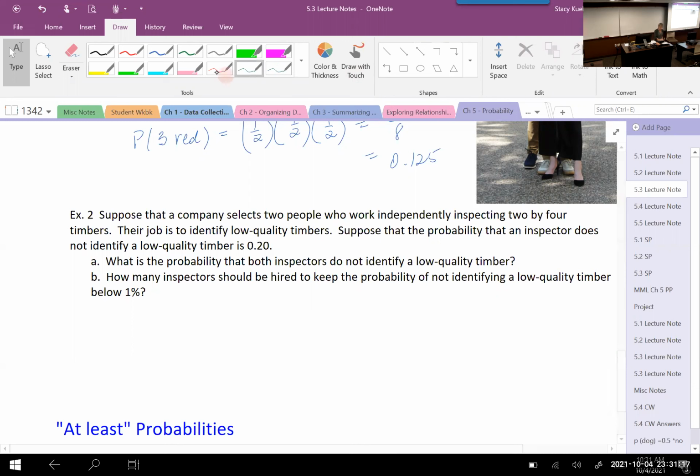So the first question says, well, what is the probability that both inspectors did not identify the low quality? So we get a miss and a miss, correct? Isn't that what that is implying? Sometimes it's helpful to write out that and or the or statement to identify, am I going to add here or am I going to multiply? So the probability of a miss or not identifying is 0.2 for the first guy times 0.2 for the second guy. Now, before I did that, I should have asked the question, are these two inspectors independent of each other?